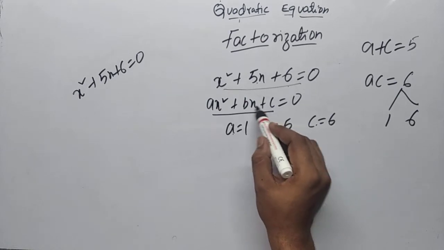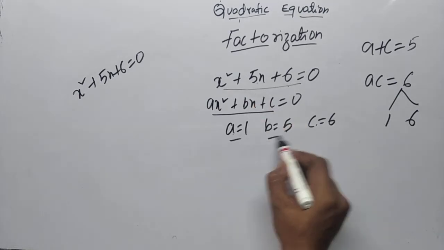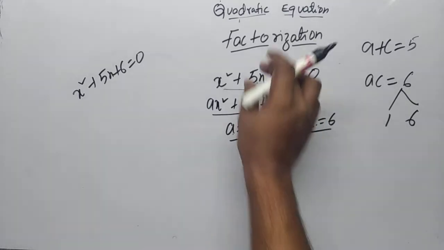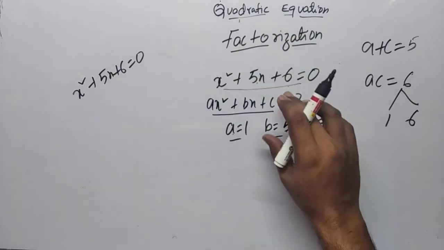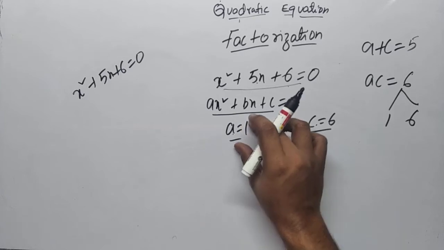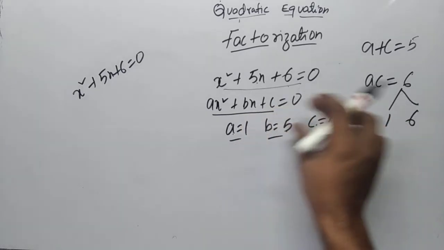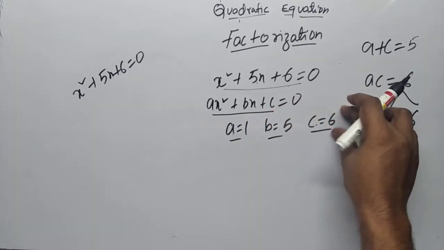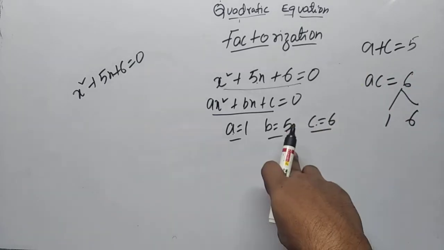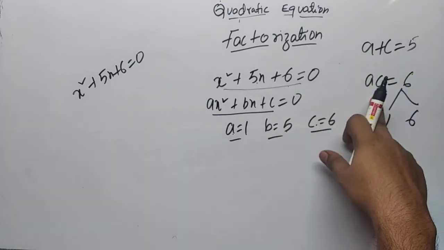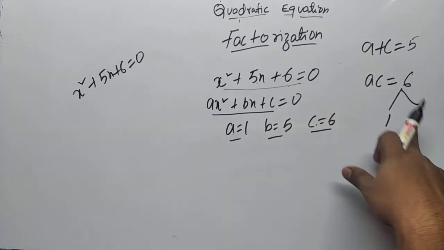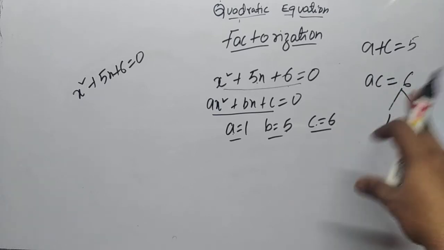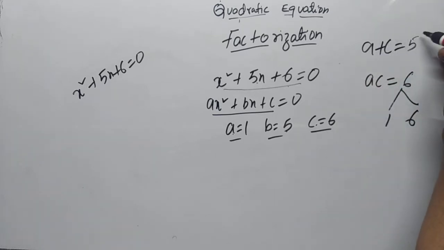Compare with the standard quadratic equation and write down all the coefficients a, b, c to perform this factorization. You should multiply the a and c values including the sign. Here the a value is 1, the c value is 6, so 6. Now we have a condition: you have to write the factors of a times c so that the sum of the factors is equal to 5.